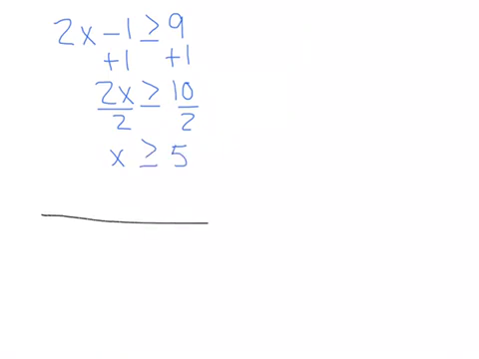We want to go ahead and graph this on our number line. So I'm going to have a closed circle, again, because it's or equal to, and I want to say x is greater than 5. It's always greater than on the right.